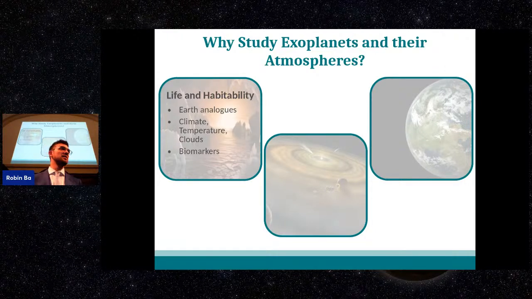A well-known example is the oxygen in our atmosphere. The reason why our atmosphere is full of oxygen is because we have plant life and cyanobacteria and algae that do photosynthesis and produce the oxygen in our atmosphere. So this is an example of measurements that we could do to infer life on different planets.